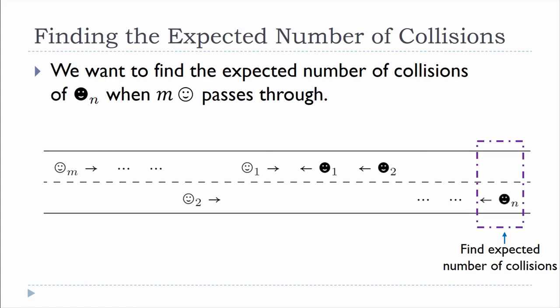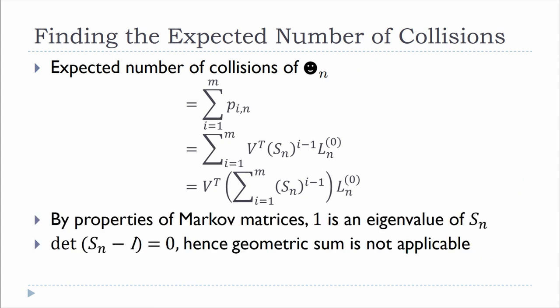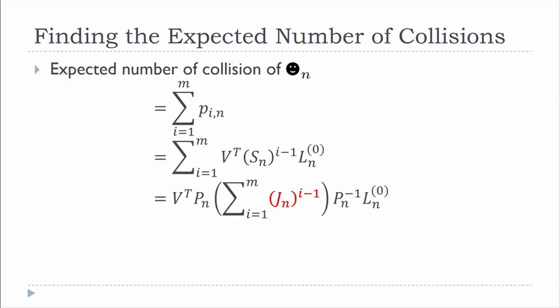We want to find the expected number of collisions at the back end when n people from the left pass through. The expected number of collisions at the back end can be calculated as follows. But by properties of Markov matrices, one is an eigenvalue of Sn, hence the geometric sum is not applicable. We have to find ways to find the expected number faster, so we are going to apply Jordan decomposition, as some Sn are not diagonalizable.